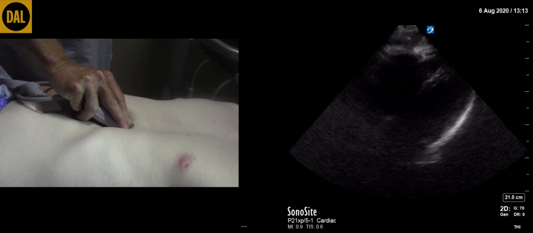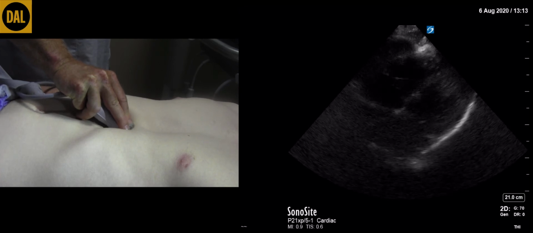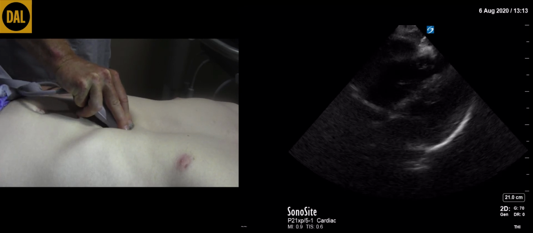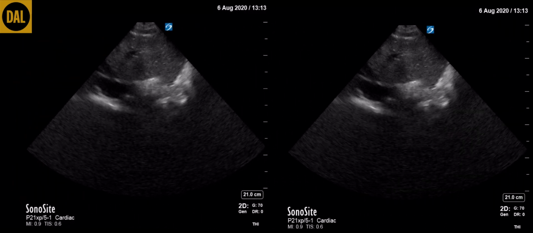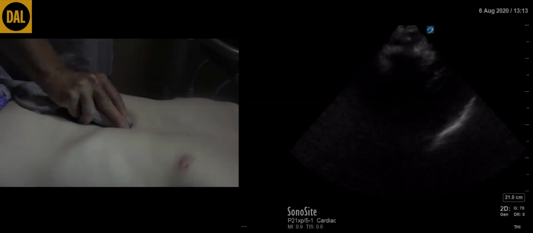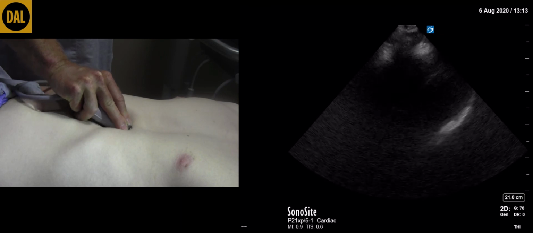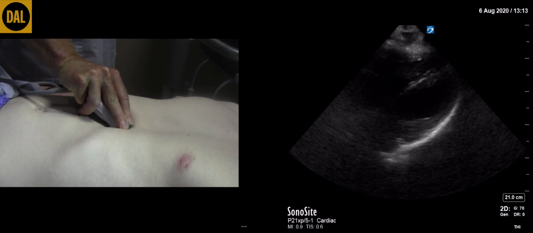Consider the cardiac contractility. Is the heart hypo or hyperdynamic? Do the ventricles change in volume by approximately 50% during each contraction? Or is there very little volume change, or are they completely emptying with each contraction?